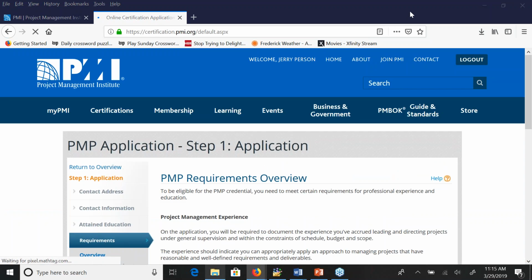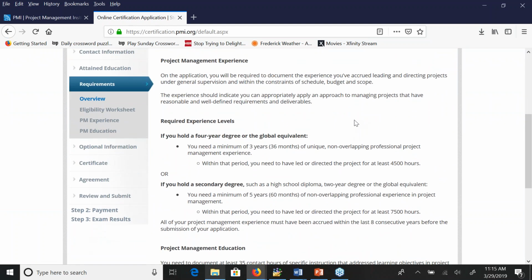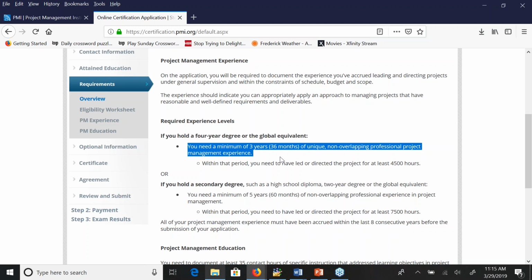Let's march a little further along here. And then this is where it actually tells you, hey, guess what? You've got these things to worry about. You've got to get 3 years experience. And people freak over the whole non-overlapping thing. That's where people get really, really upset. For some reason, it's, oh my gosh, non-overlapping. I had 8 projects going.